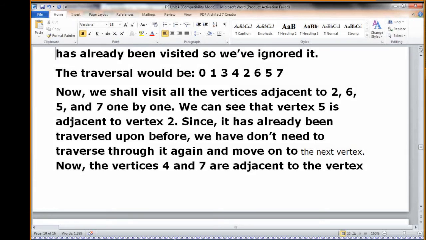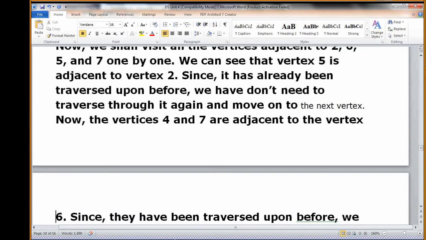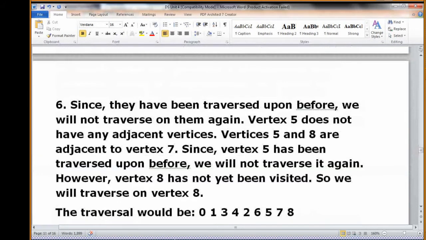Once you visit a vertex, it has been traversed before, so that's why there is no need to traverse again. Vertex 5 does not have any new adjacent vertices. Vertices 5 and 8 are adjacent to 7, but since 5 is already visited, only 8 is there, so we will visit 8. The order is 0, 1, 3, 4, 2, 6, 5, 7, 8. This is the traversal method.